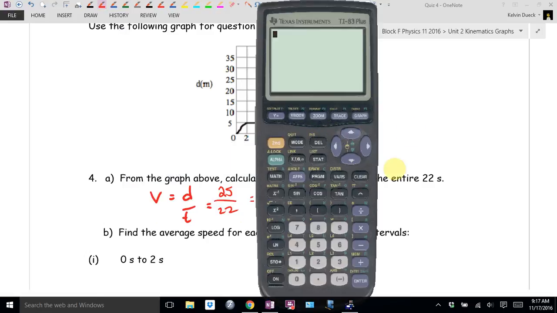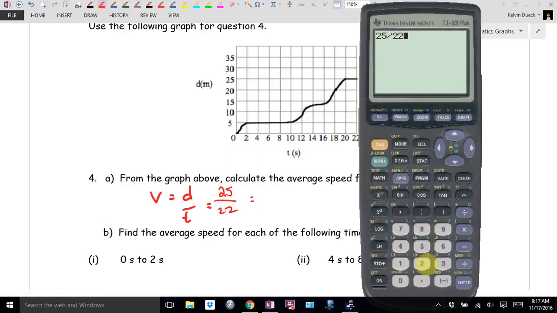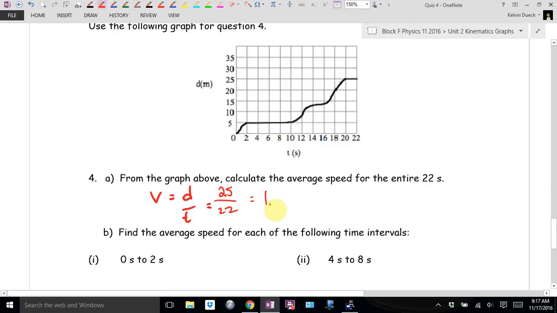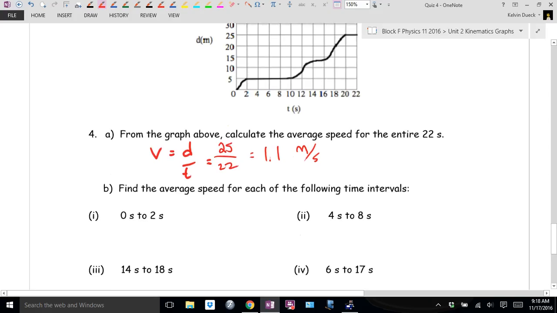25 divided by 22. I should probably go to 2 sig figs, so I'm going to say 1.1. If you said 1.14, I'm okay with that. If you said 1.13, I'd take a half mark off because it's not 1.13. Round off properly, please. So I'm going to go 1.1, and it looks like it's meters per second because that's what's on the y and x axis. 1 mark. Average speed for each of the following intervals is going to be the slope for that right there, which is 5 over 2. That I can do in my head, 2.5 meters per second.